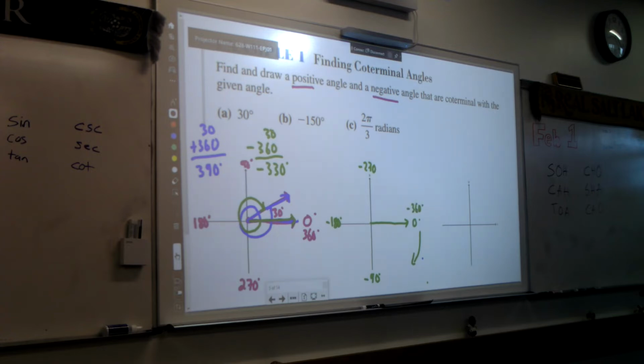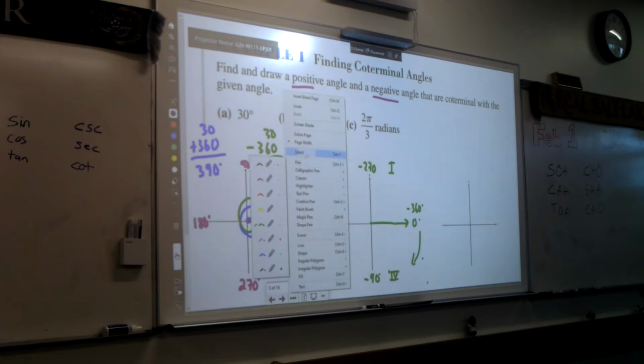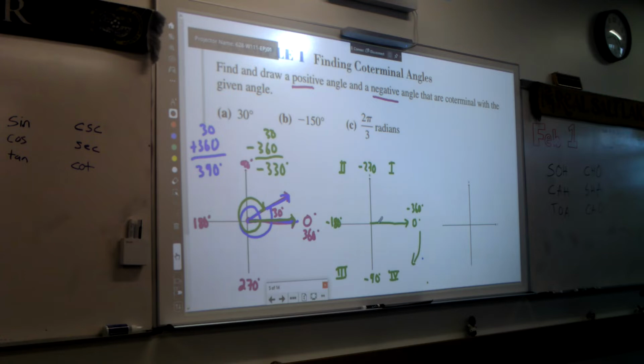So Amber, if I'm graphing negative 150, where is that going to land? Keeping in mind that our quadrants don't change with negatives. It's still 1, 2, 3, 4. Good. How'd you know that? There we go. So I'm going to go past 90. And how much more past 90 do we go? Yeah, we go 60 degrees. So that's just going to leave 30 degrees like this. So this would be negative 150 degrees.